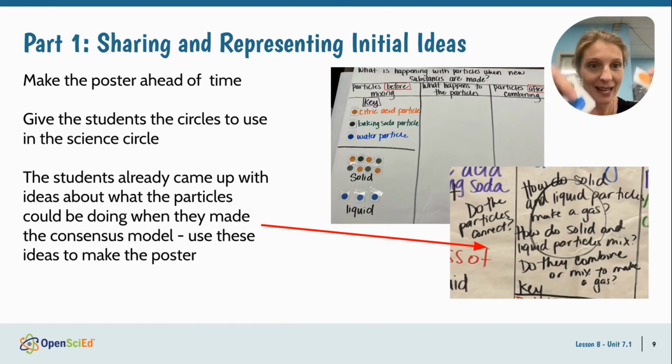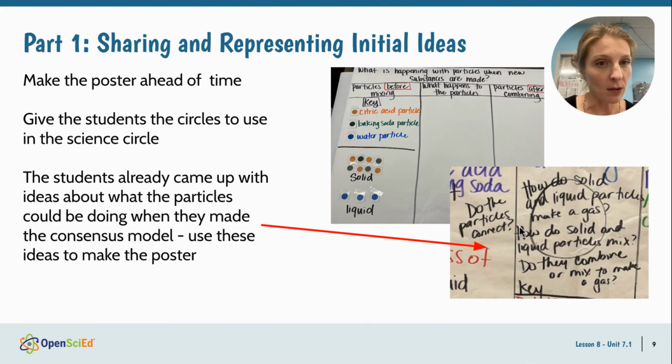And you're going to literally hand these to groups of students and ask them to show you what these particles are doing to create the gas. Now, at this time, I have my consensus model posted because the students already came up with a lot of ideas of what they thought the particles are doing. And so now you're just asking them to show what does that look like with these particles.